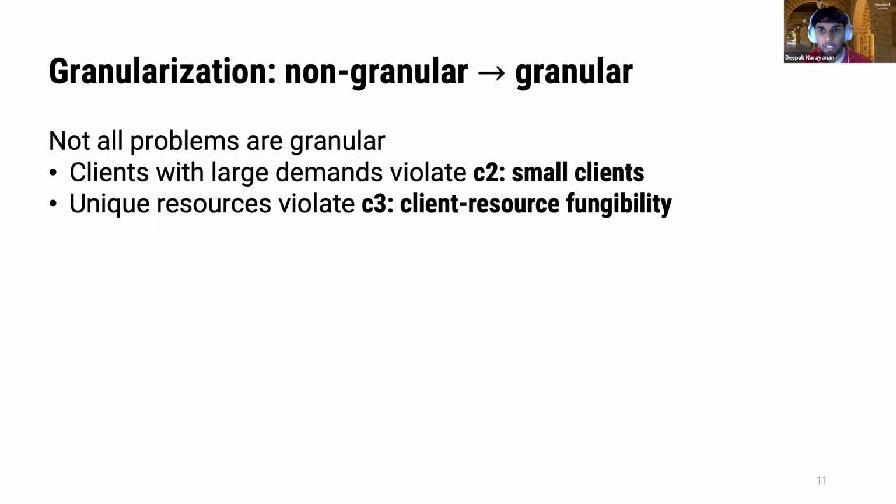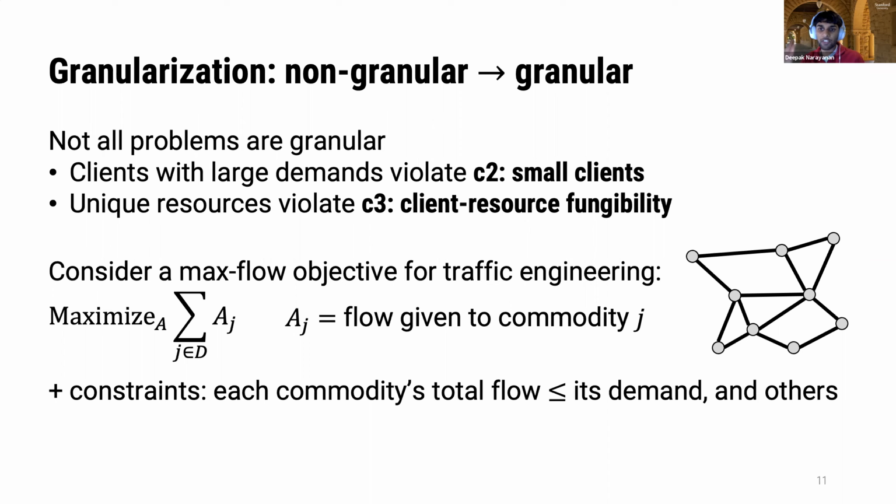Unfortunately, not all resource allocation problems are granular. For example, it is easy to imagine clients with large demands, thus violating condition 2 of granularity. Similarly, many systems can also have rare or unique resources, violating the fungibility condition. One specific case of problems where these violations can manifest themselves is in traffic engineering, where every link between two sites is a unique resource.